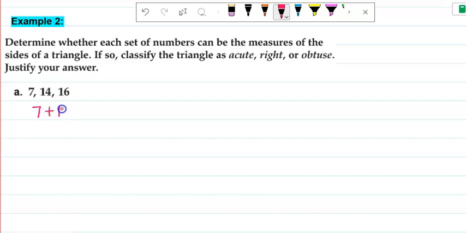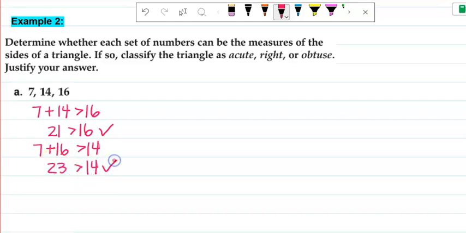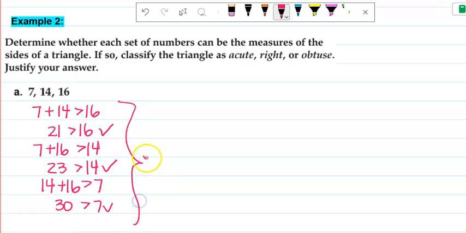So 7 plus 14, is that greater than 16? Well, 7 plus 14 is 21. So that's true. 7 plus 16, is that greater than 14? 7 plus 16 is 23. That's greater than 14. Good to go. And 14 plus 16 is 30. That's definitely greater than 7. So we can tell from our inequalities, yep, this can be a triangle, but we still also have to say what kind of triangle.